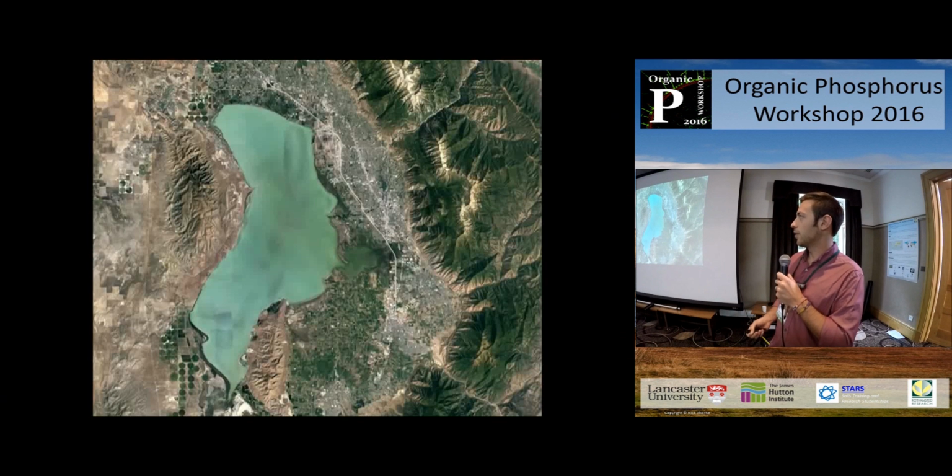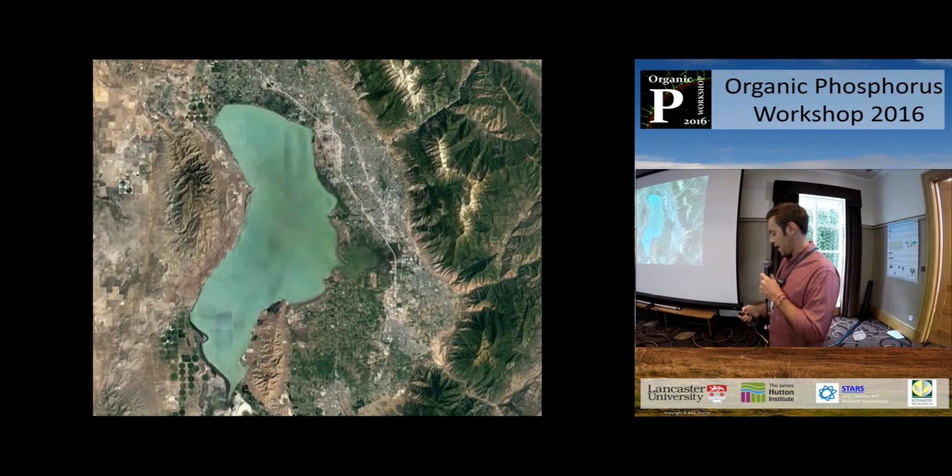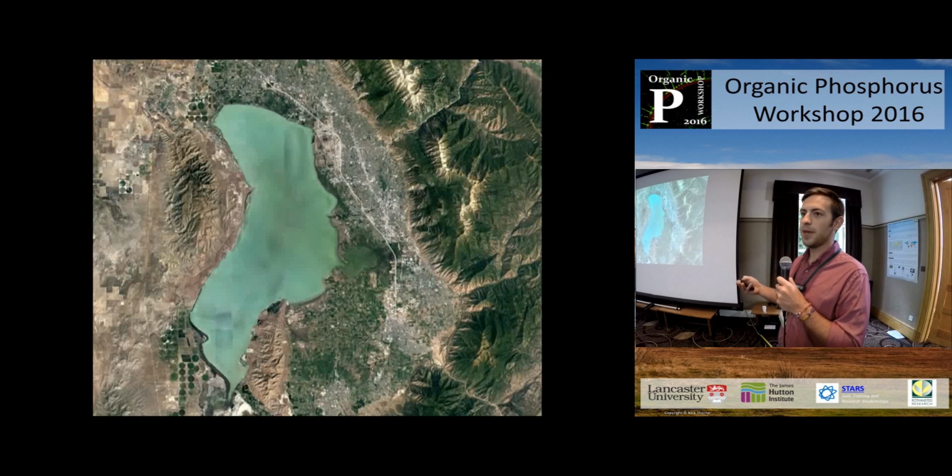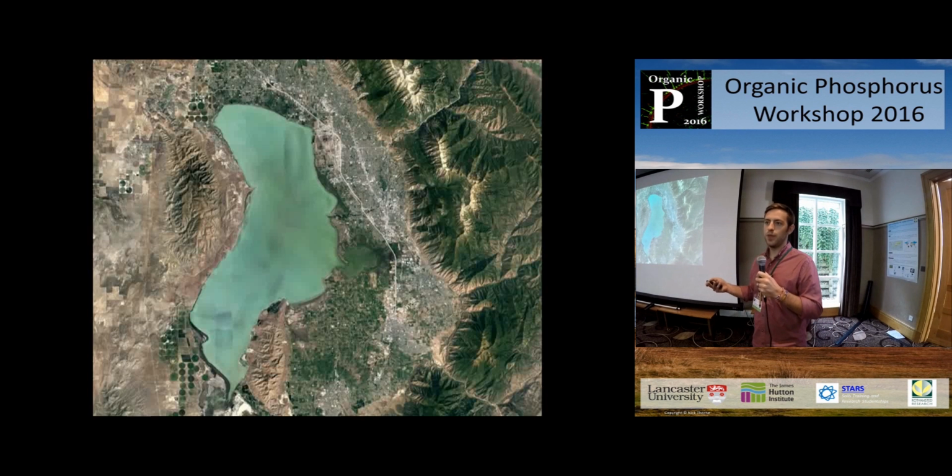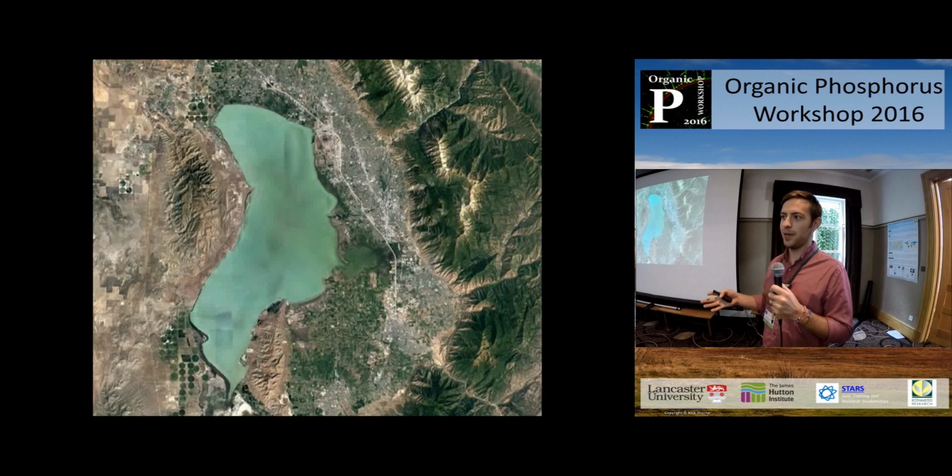This is a Google Earth image of Utah Lake, and to give you some characteristics, there's about 500,000 people that live just along Utah Lake right here, and the lake is very shallow. It's only about 2 meters deep on average, with the deepest part being about 3 meters, and it's a very calcite-rich lake.